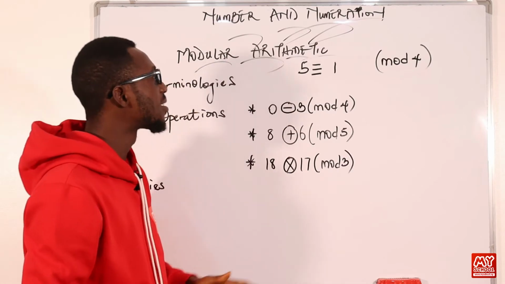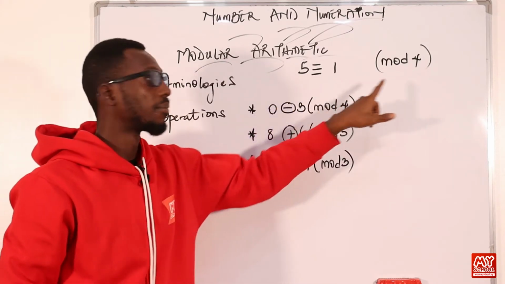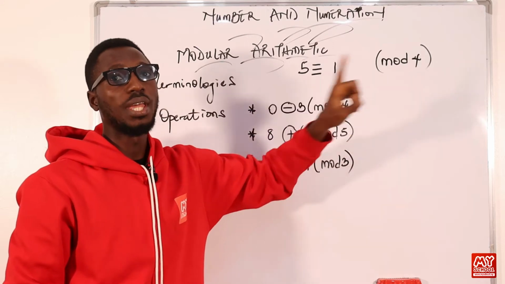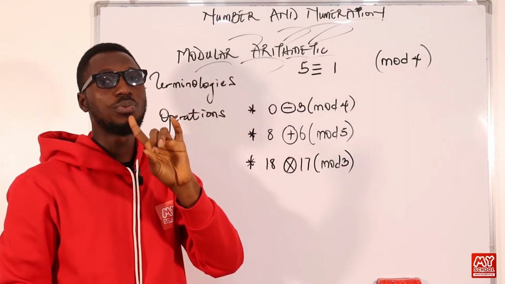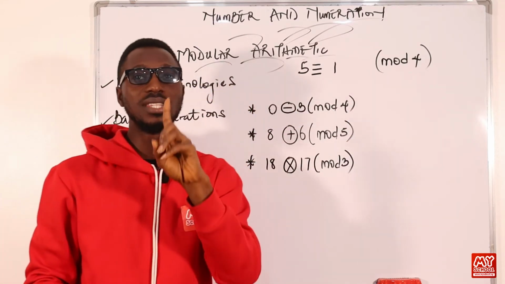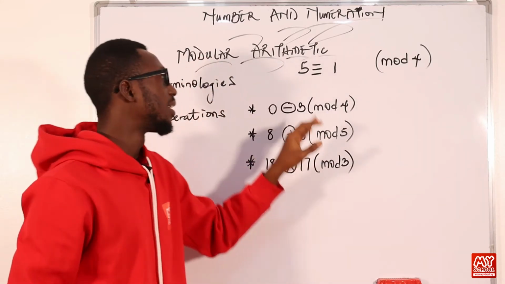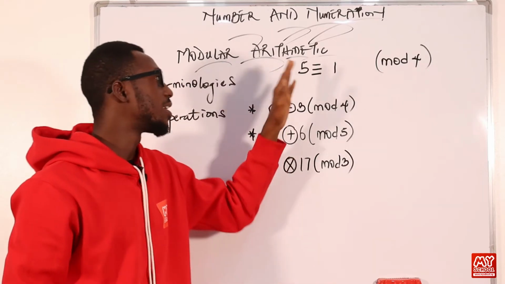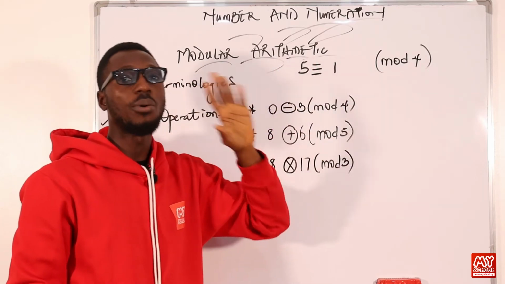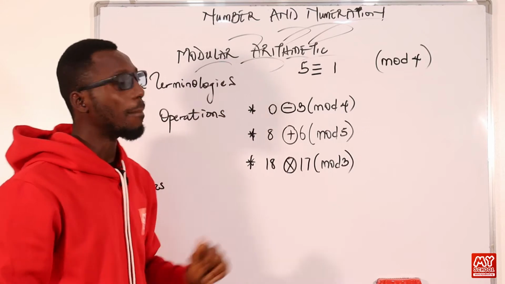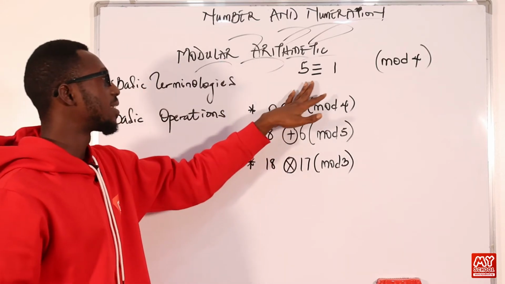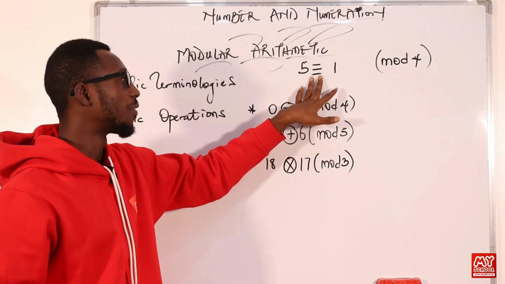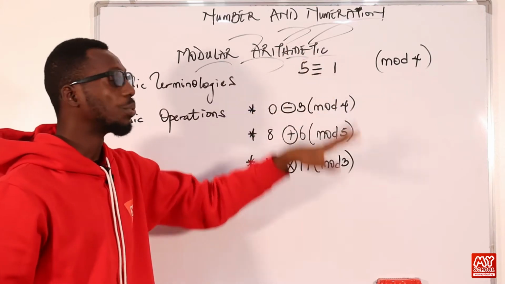It's because when you divide 5 by 4, you get a remainder of 1. Remember I said modular arithmetic deals with your remainder. So you can see that 5 has a remainder of 1 in modulo 4, so it's congruent to 1. What you are considering is your remainder. This is a sign of congruence or equivalence, and in modulo we use congruence.